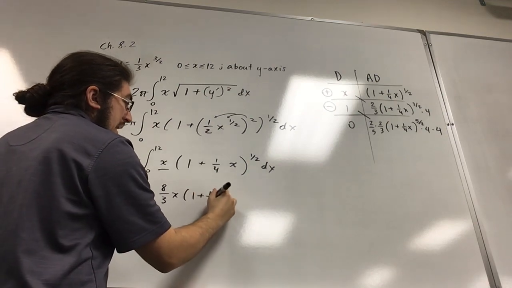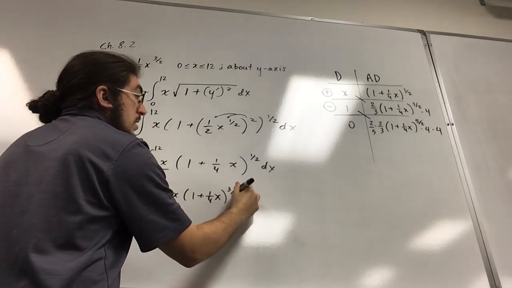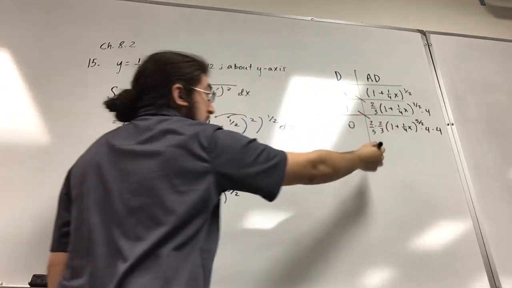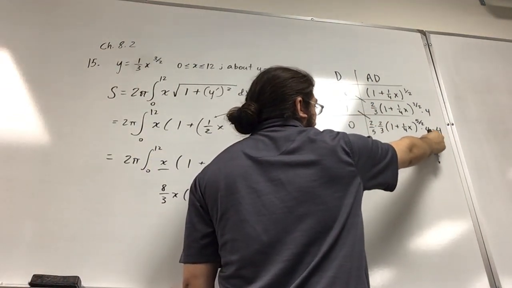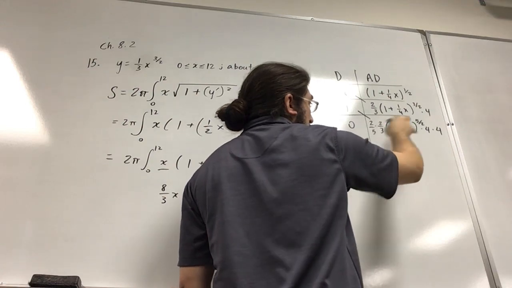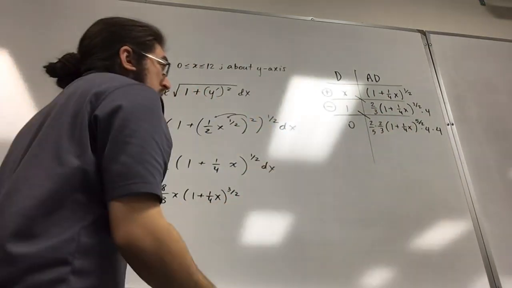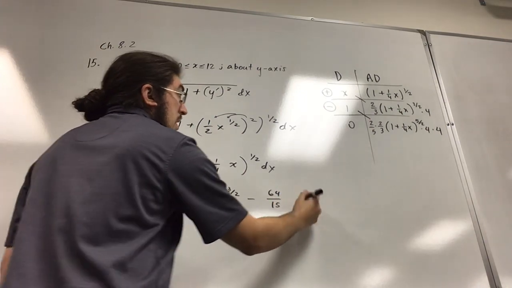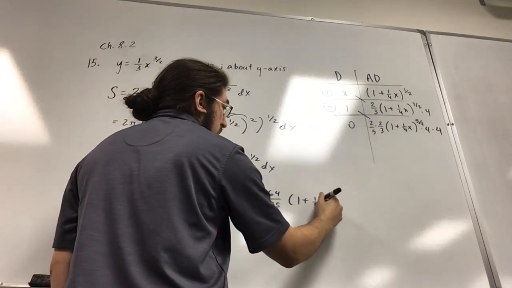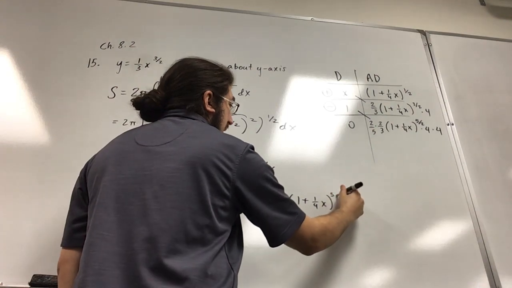1 plus 1/4 x to the 3 halves. And then minus 1 times that. Oh, geez, what's that? So that's 4 times 4 is 16. That's 4. 4 times 16 is 64. So it's going to be minus 64 over 15. And then that's 1 plus 1/4 x to the 5 halves.